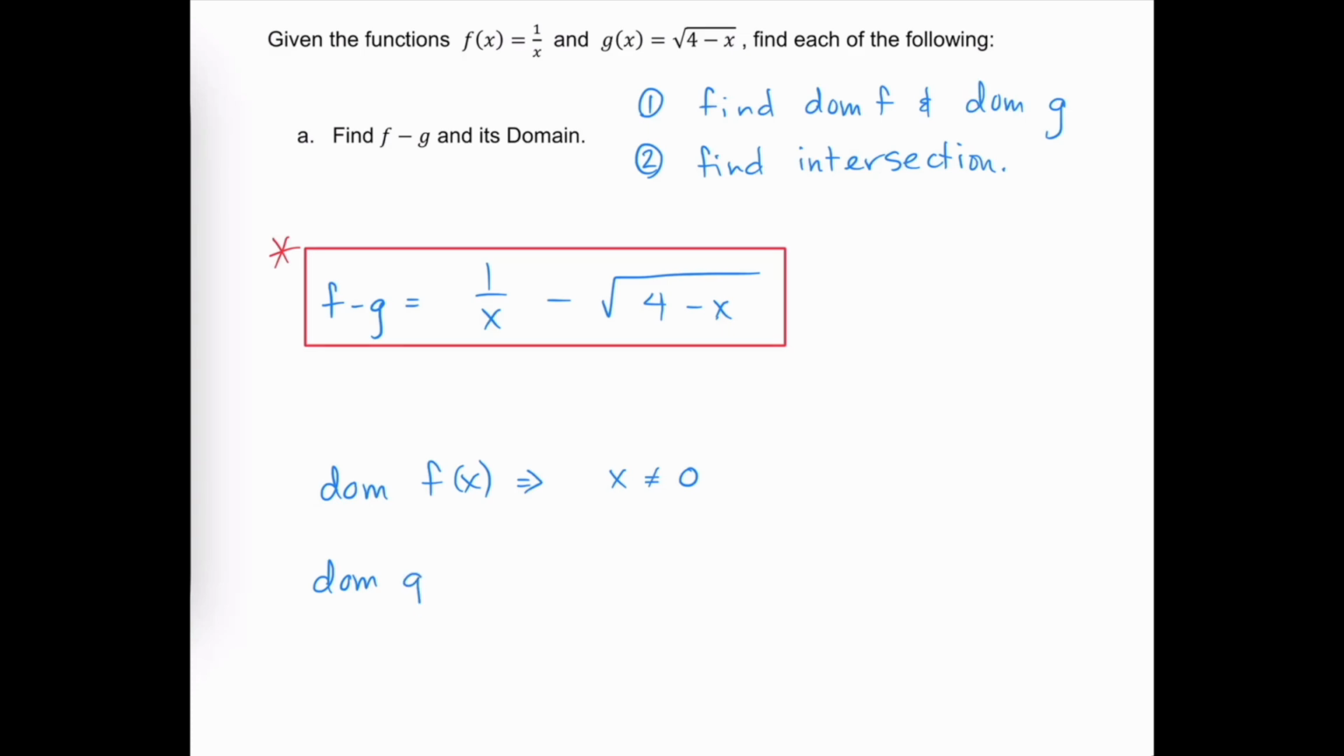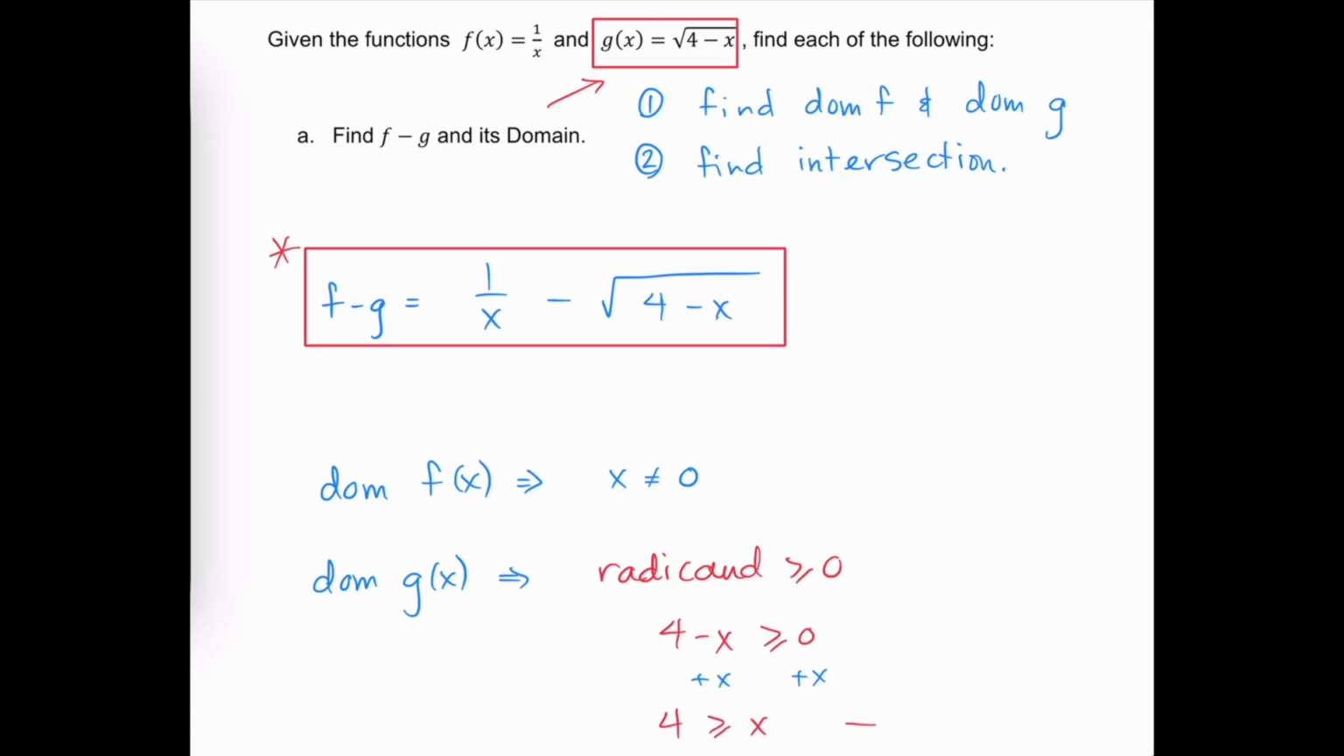For the domain of the g function, let's notice that g is a radical function, and in order to determine the domain of a radical function, we take the radicand and set that greater than or equal to 0. In this case, the radicand is 4 minus x, that which is underneath the radical. When we set that greater than or equal to 0 and solve for x, we'll add x to both sides here and get that 4 is greater than or equal to x, or if we reverse that, we could say that x is less than or equal to 4. So any x value that is less than or equal to 4 is going to be an allowable input for the g function, or it will cause the g function to have a real output.